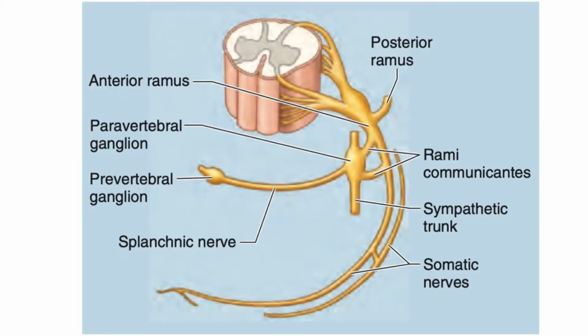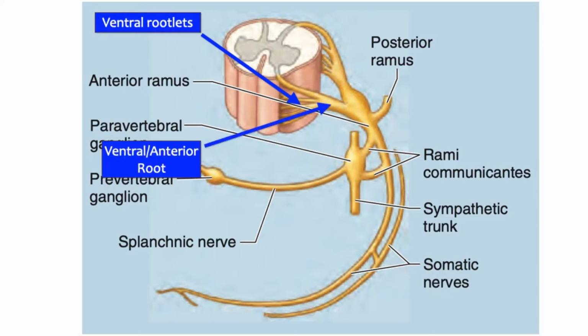Now, before going ahead, let us quickly revise the course of a typical spinal nerve. In the illustration on the screen, you can see the cut section of a spinal nerve and the course of a single spinal nerve. Here you can see that these are the multiple rootlets which are called as ventral rootlets of a spinal nerve. These ventral rootlets combine together to form ventral root of the spinal nerve, which is also called as anterior root of spinal nerve.